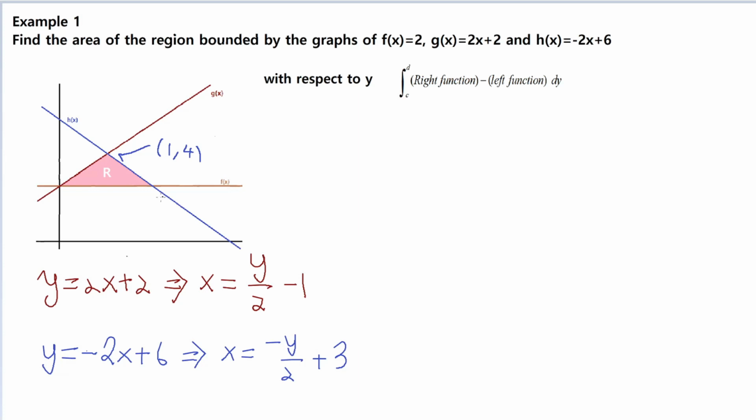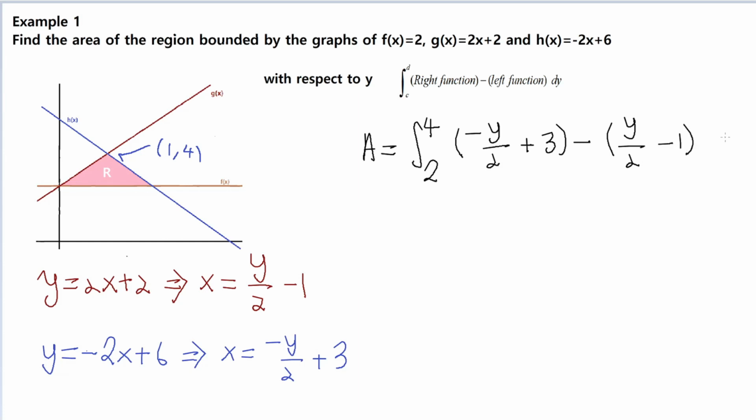So now our integral will be from 2 to 4. Because we're solving in respect to y, we're looking at the y coordinates. It starts at 2, ends at 4. Area is equal to the integral from 2 to 4. And our right function was negative y over 2 plus 3, and our left function was y over 2 minus 1, dy.